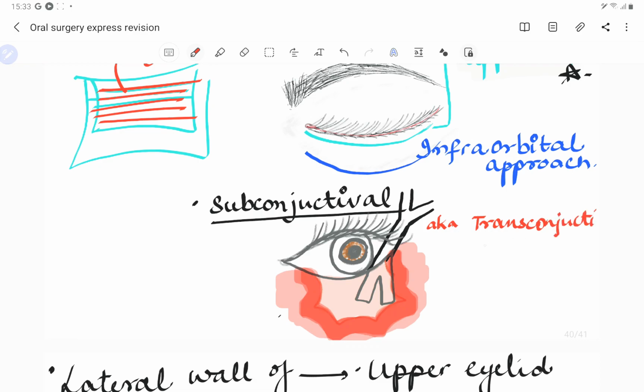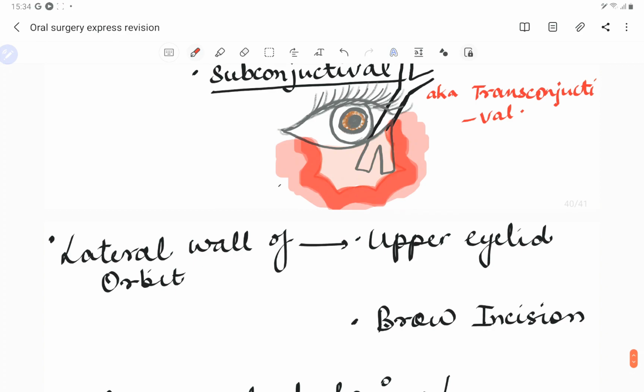Conjunctival approach. So we go 1 centimeter above the frontozygomatic suture, expose the orbital floor. Basically we take the forceps and we go within the conjunctiva. So from the sideways we reach. Then we have got the upper eyelid approach.